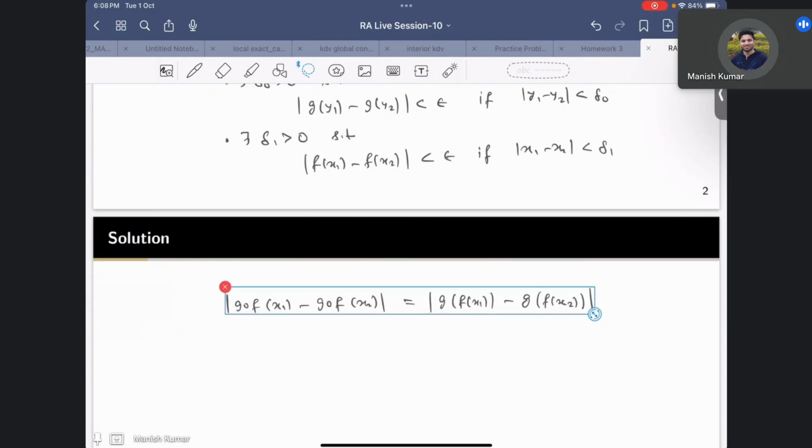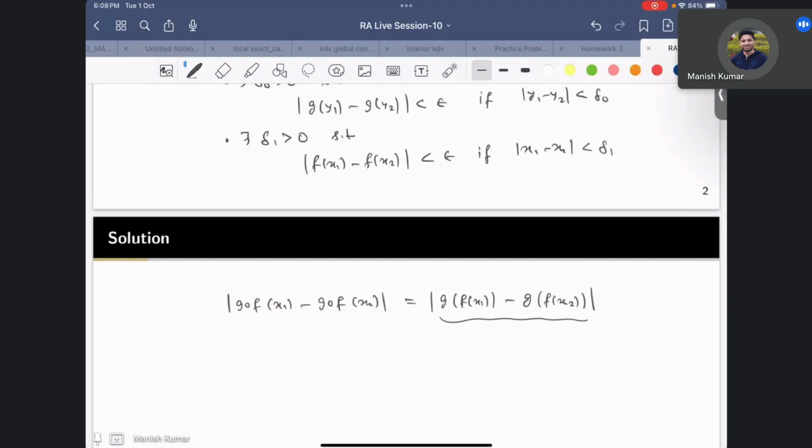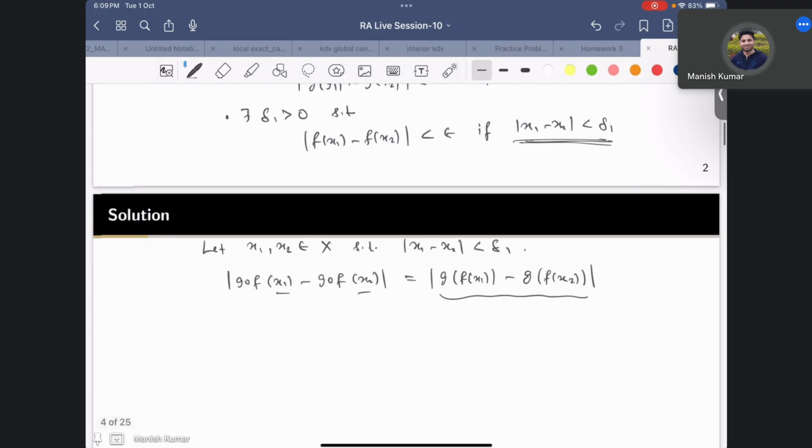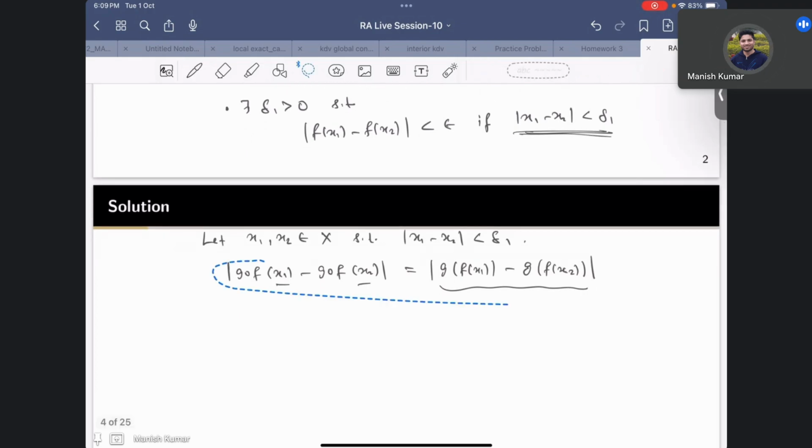So see what I want now. I want to use the uniform continuity of g, right? This is what I want to use. So now I'll choose x1, x2, which are the same as this one, meaning that this x1, x2 satisfies this property. So let x1, x2 belong to this given capital X such that |x1 − x2| is less than delta 1.